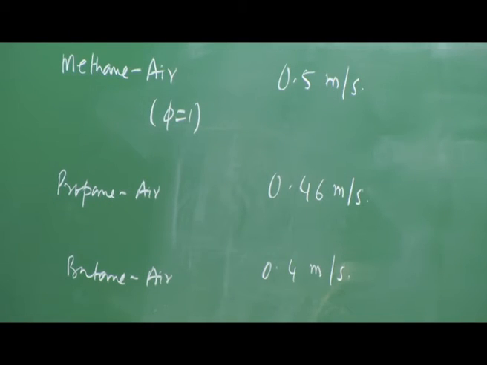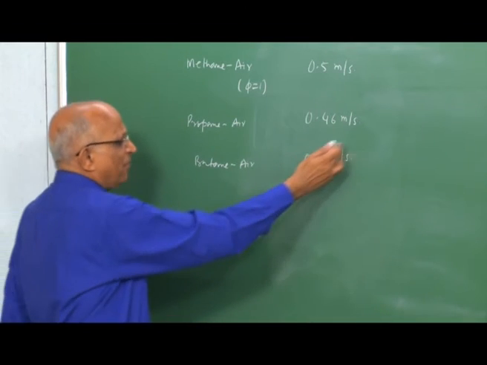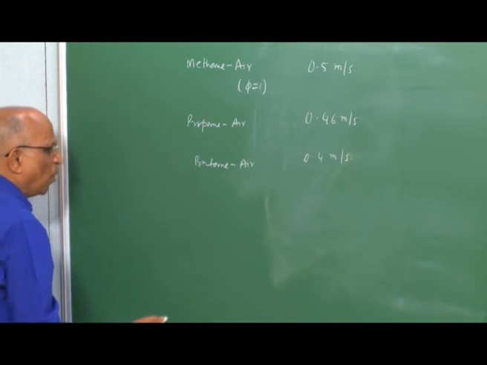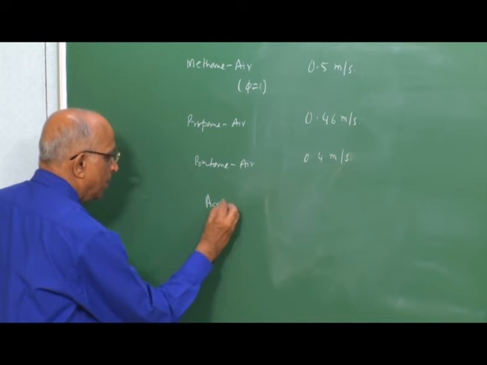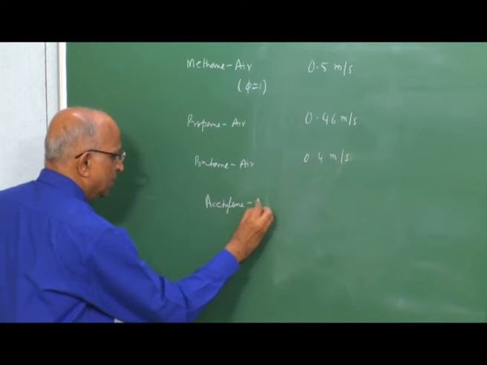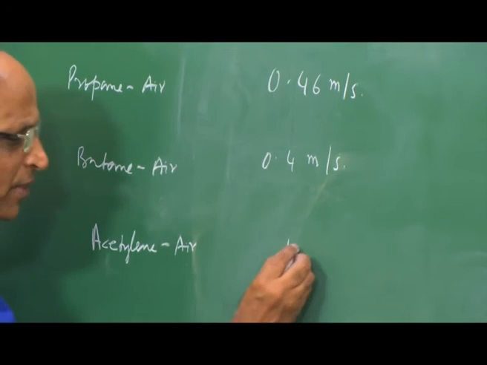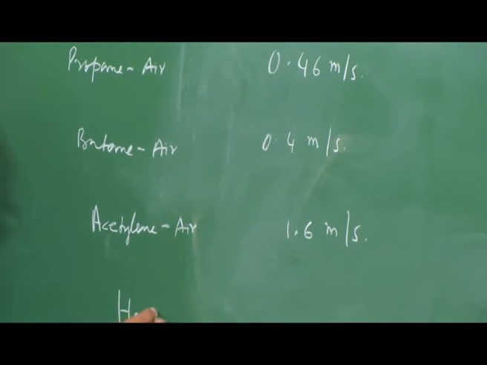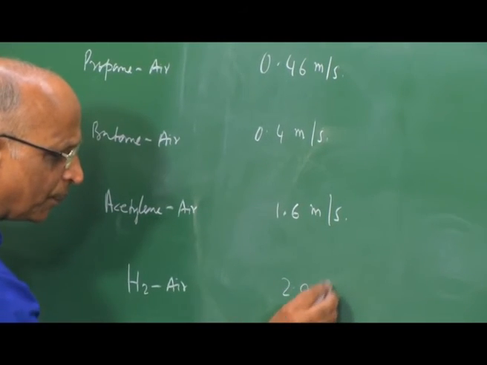Mind you, it is quite slow. Maybe if I have a fire which is coming forward, the inference is I can run much faster, and therefore I can save my skin from the fire which propagates out from an ignition source. Well, let us put down 1 or 2 more. Let me put down the value for acetylene. Acetylene, we said, is higher energetics, and therefore it has a value of 1.6 meters per second. And if I take the last one, maybe the hydrogen air system, the speed is around 2.9 meters per second.